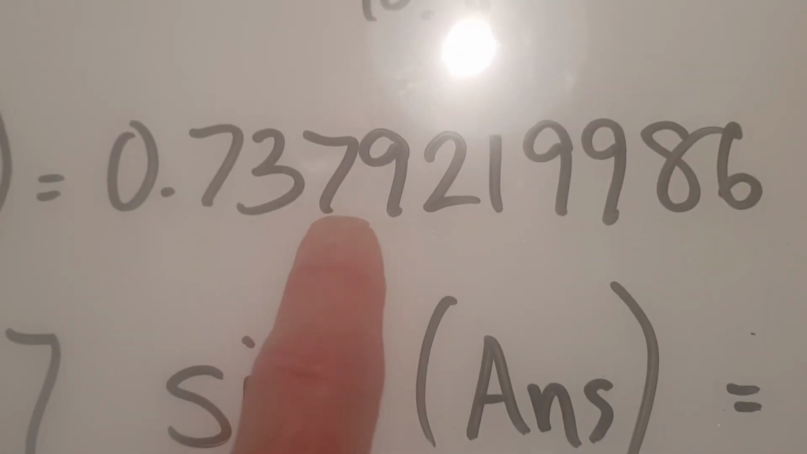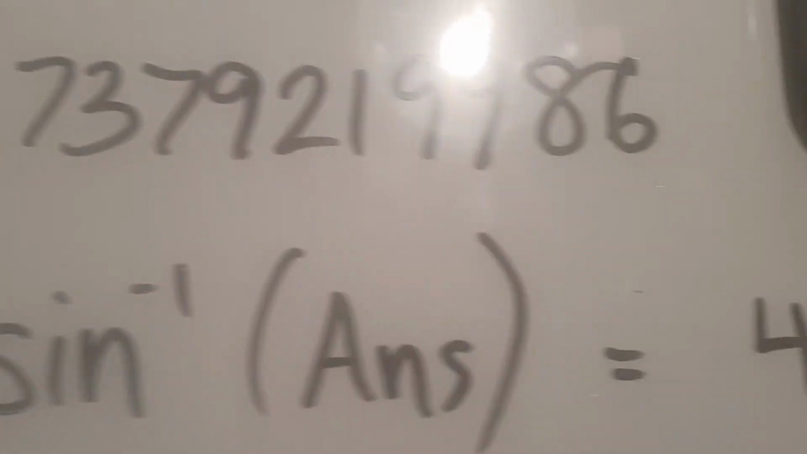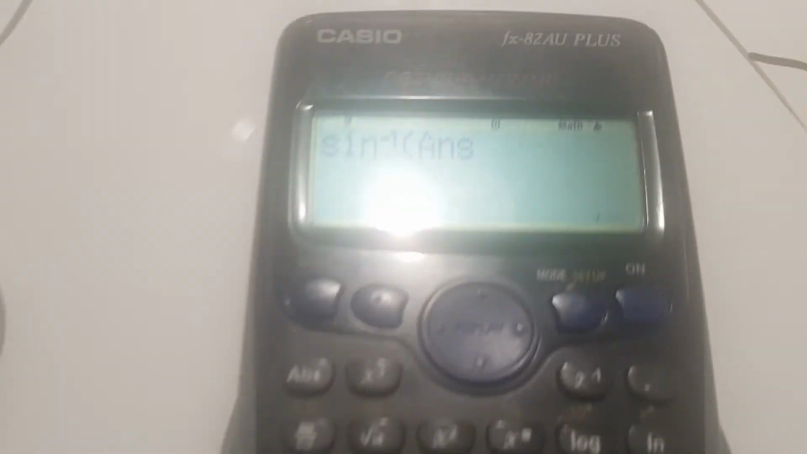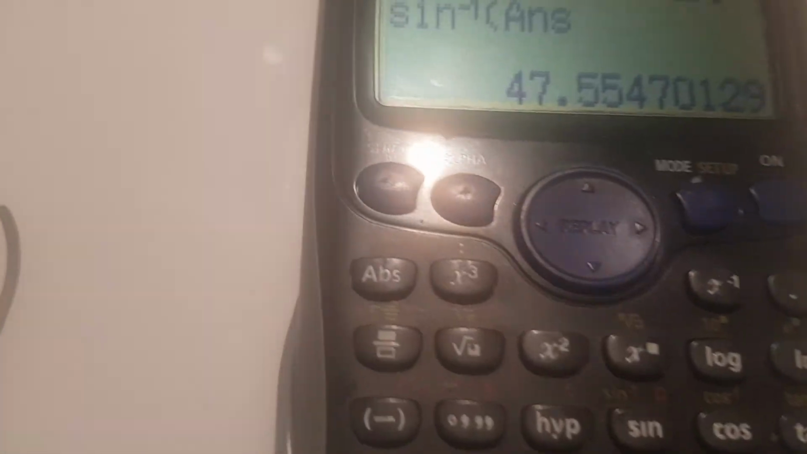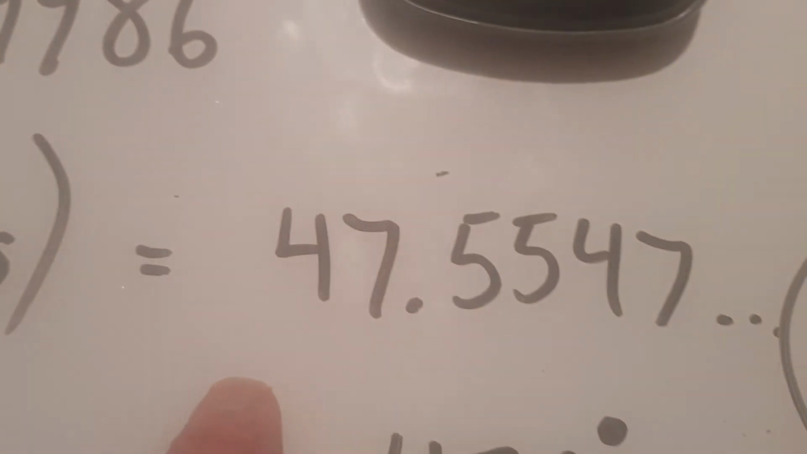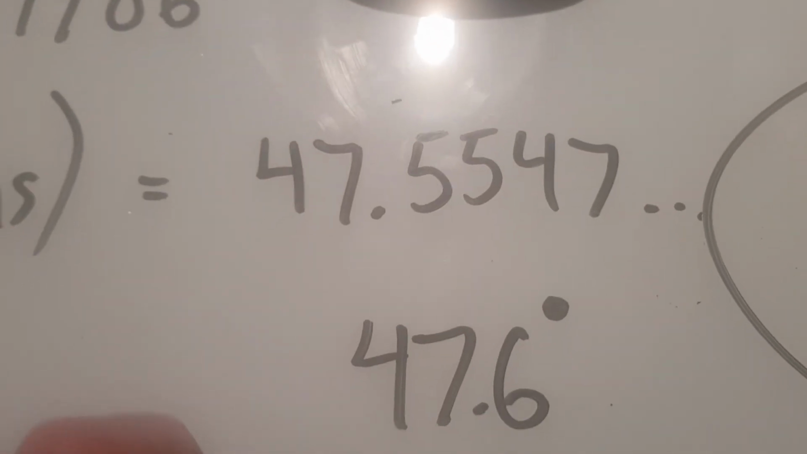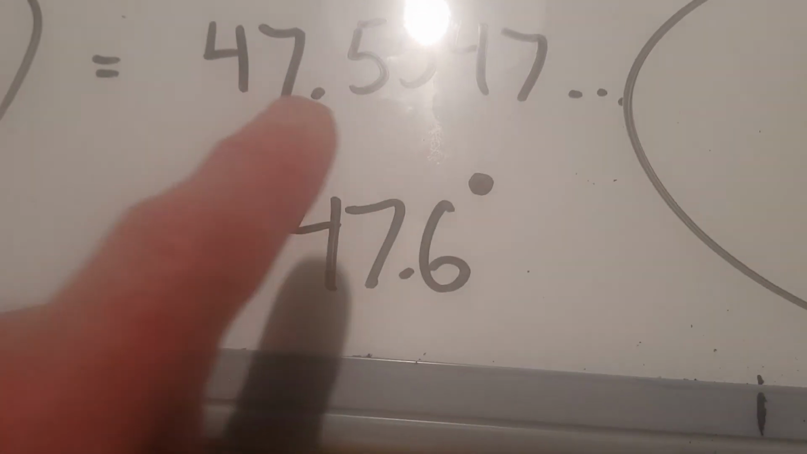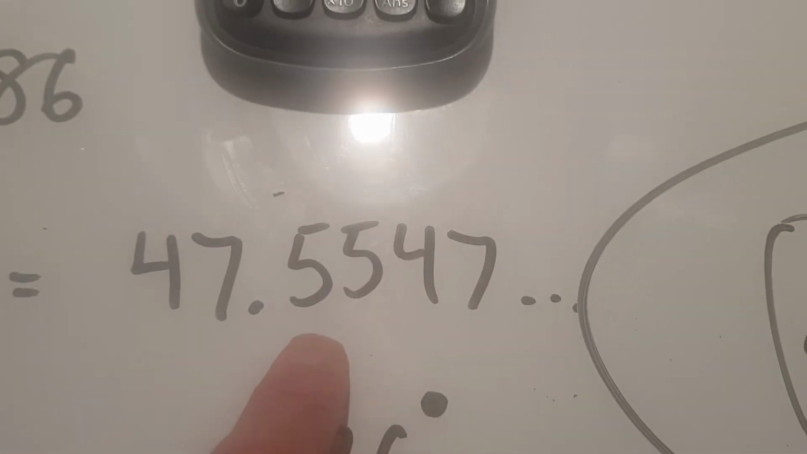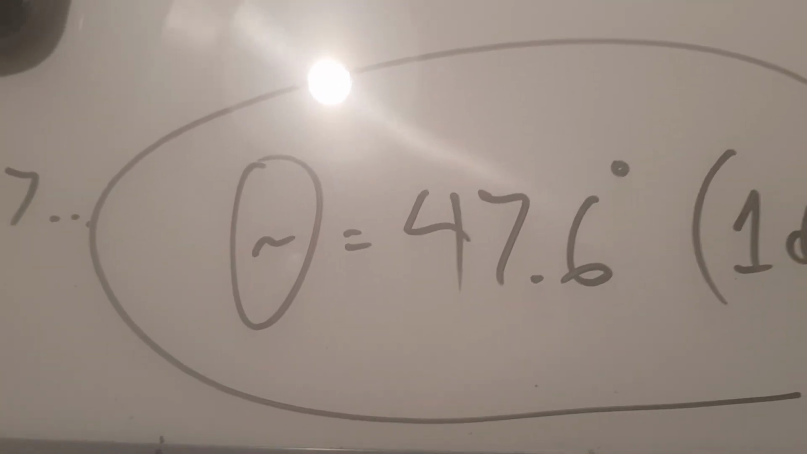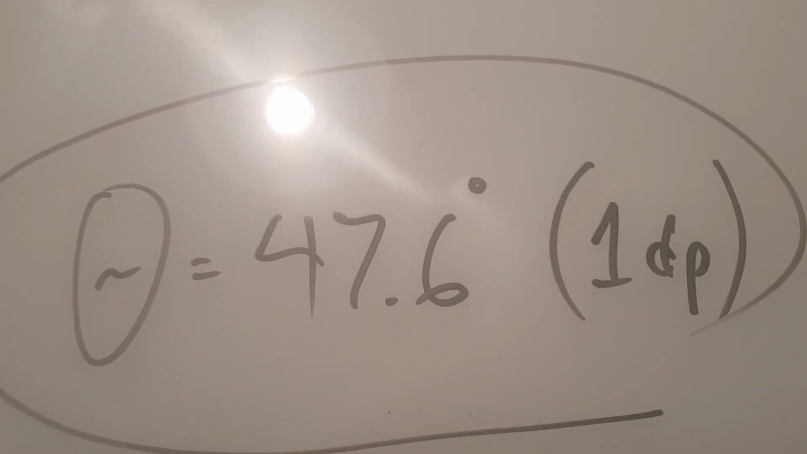Now, since we want to use the previous answer, you're just going to push the ANS button, which is right there. So you're doing shift sine of that last answer, and then equals. You can see there's 47.55, etc. Since angles are really small, you never need to round to more than one decimal place. 0.55 means this 5 goes up to a 6. So the angle theta is 47.6 degrees, rounded to one decimal place.